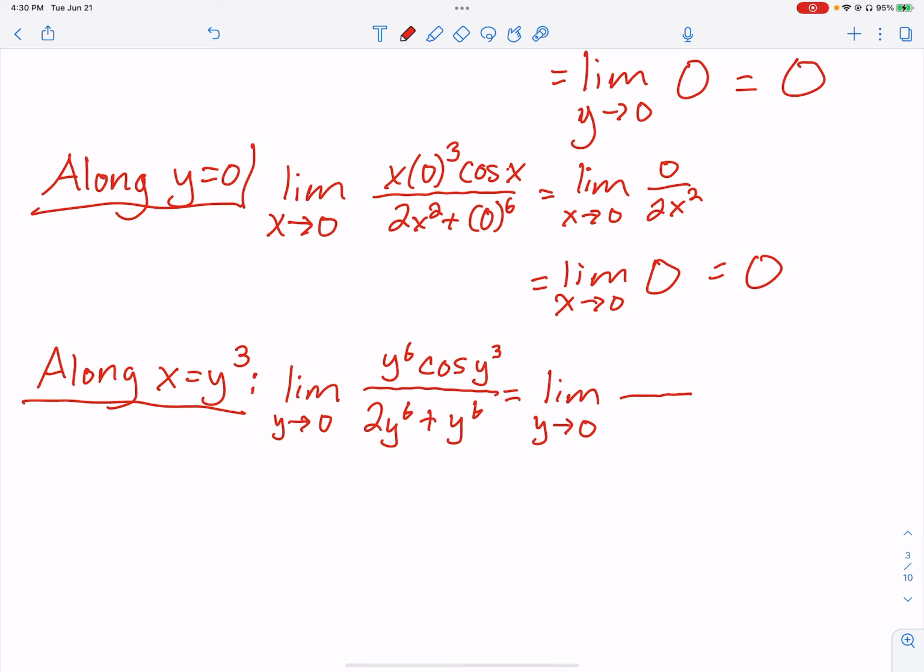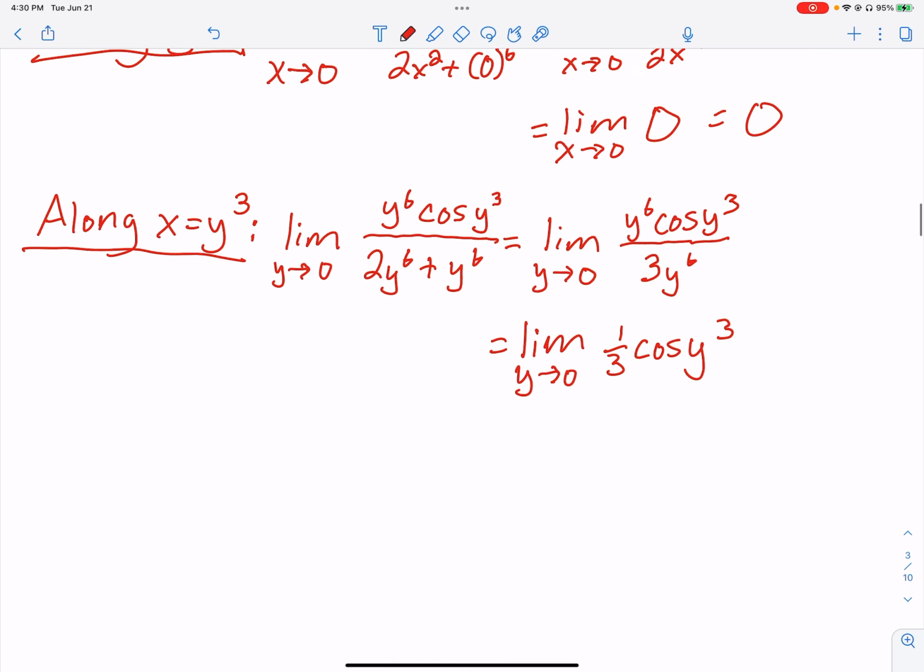All right. Up here, notice we're going to have y to the 6th. I'll show every step for this. Cosine y to the 3rd over 3y to the 6th. Now I can factor out that y to the 6th, or cancel it out, I mean. Guess we are factoring and calling it a 1. And we get 1/3 cosine y to the 3rd. We can now take this limit. Cosine of 0 is 1, meaning this is 1/3.